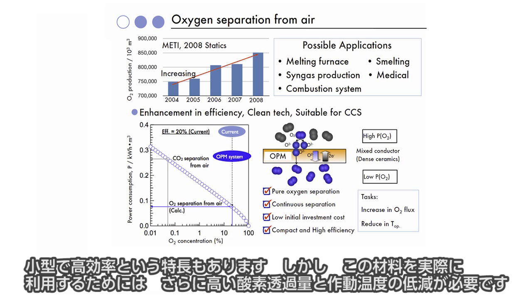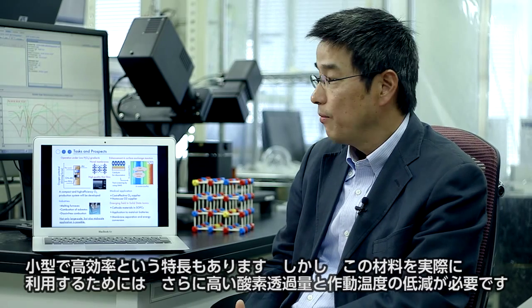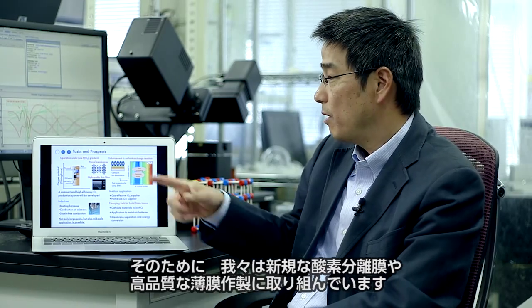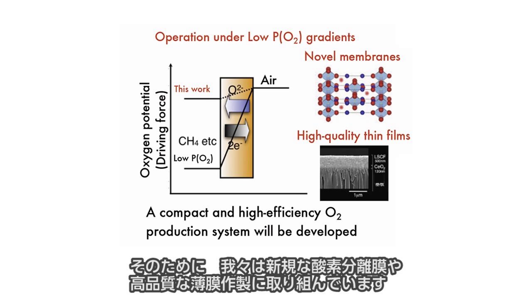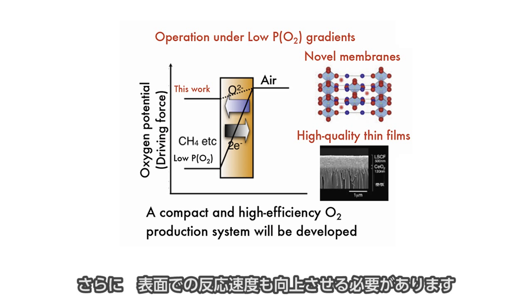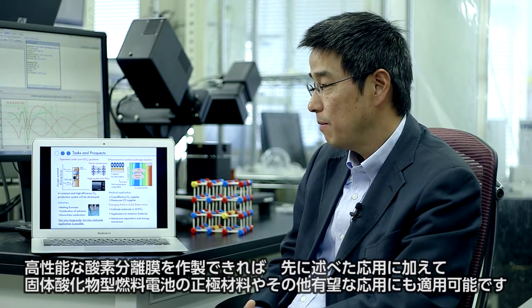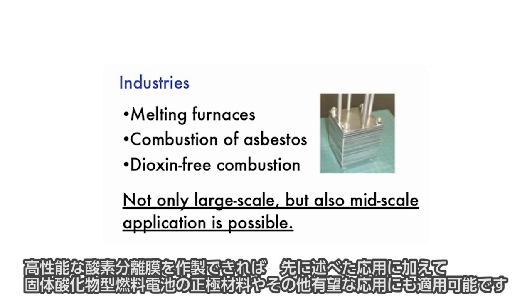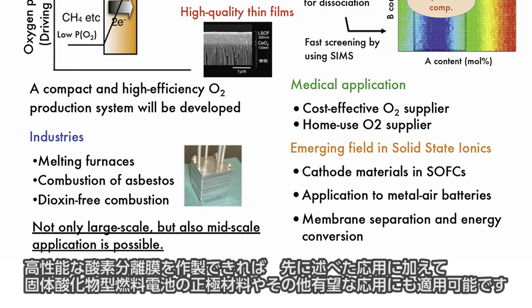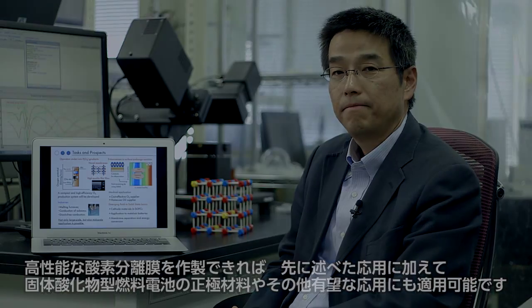But to use this material in reality, we need to further increase the oxygen flux and reduce the operating temperature. For that purpose, we are trying to develop novel membranes and also develop high quality thin films. Also, enhancement in the surface exchange reactions is required. By preparing a high performance oxygen permeation membrane, in addition to the applications mentioned before, the oxygen permeation membrane can be used as cathode material in SOFC and other promising applications.